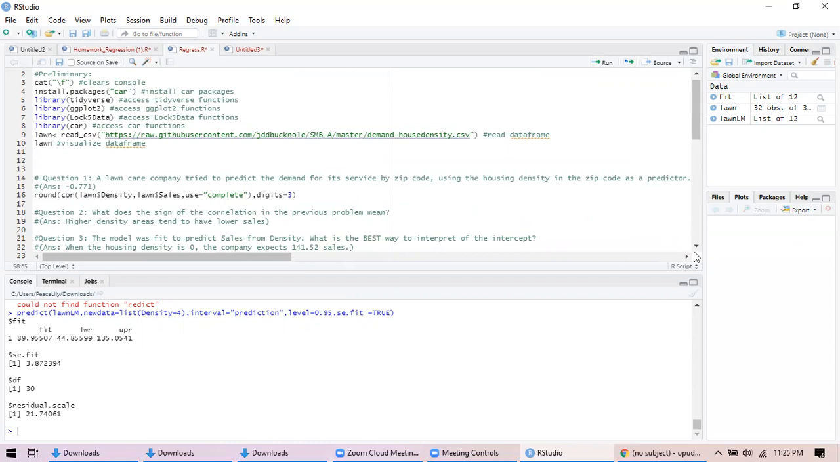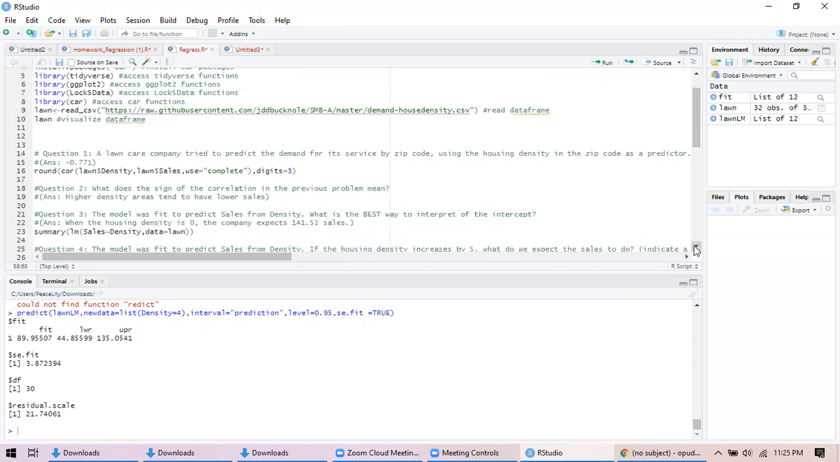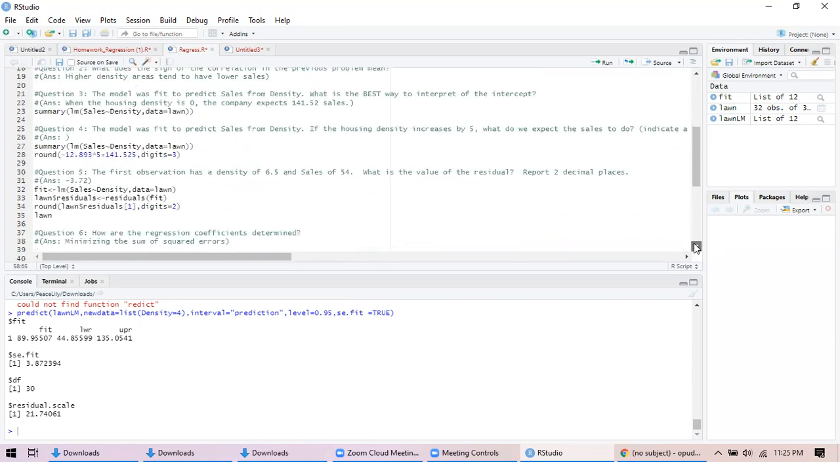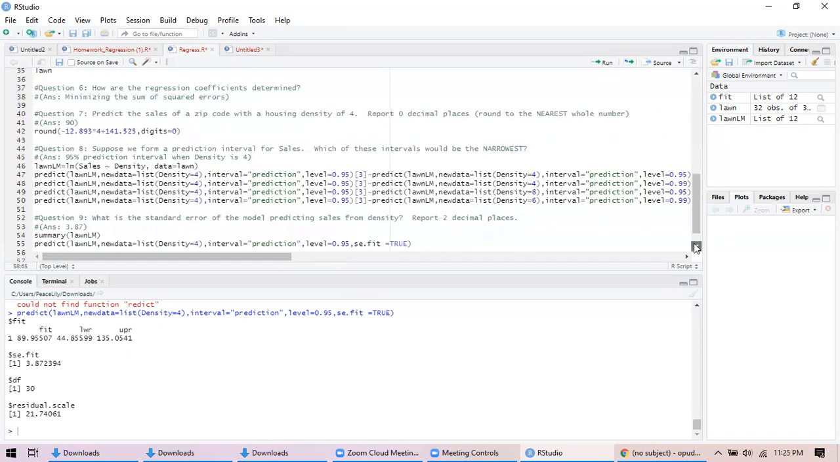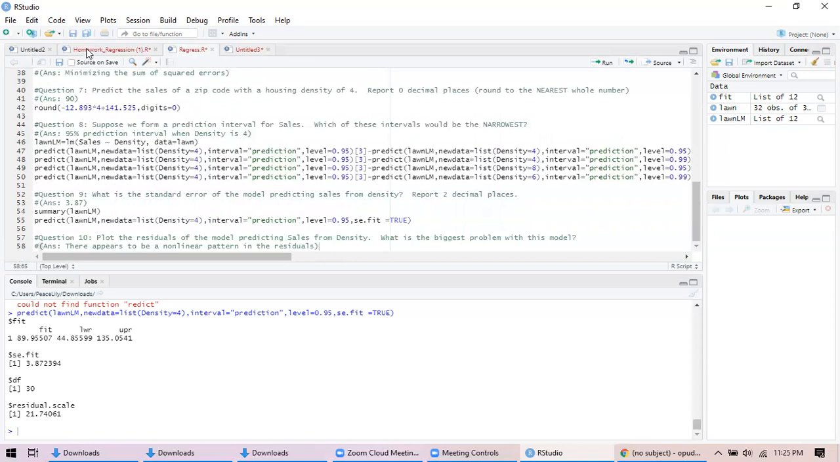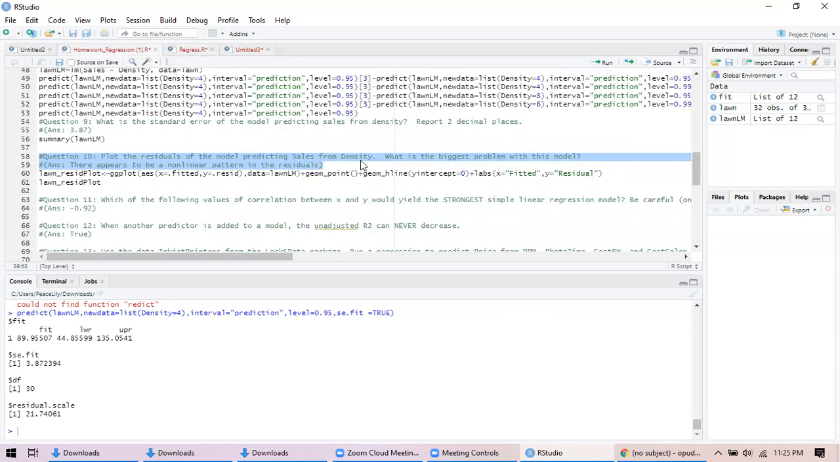Not line 10, question 10. Question 10 on my homework regression. Oh, okay, gotcha. Yeah, you see line 60 to 61, this one here.